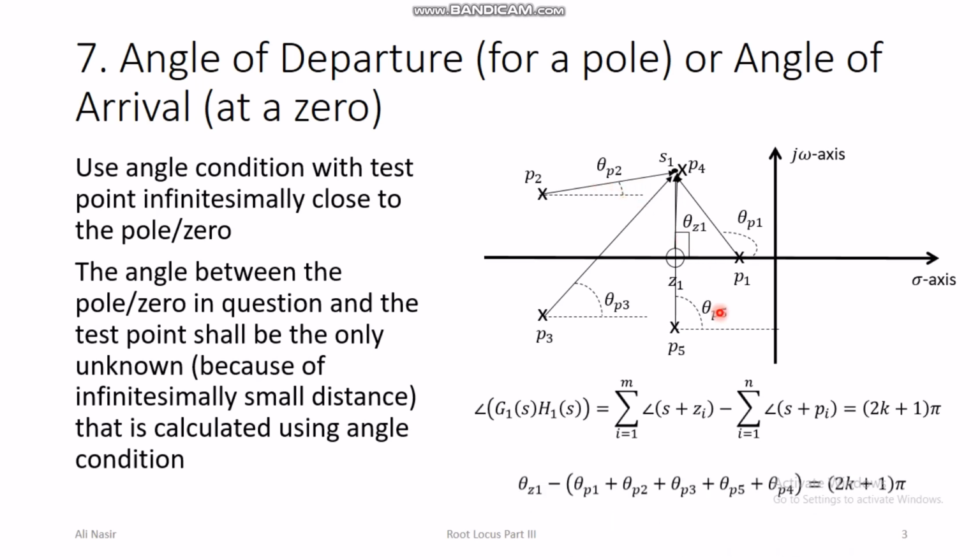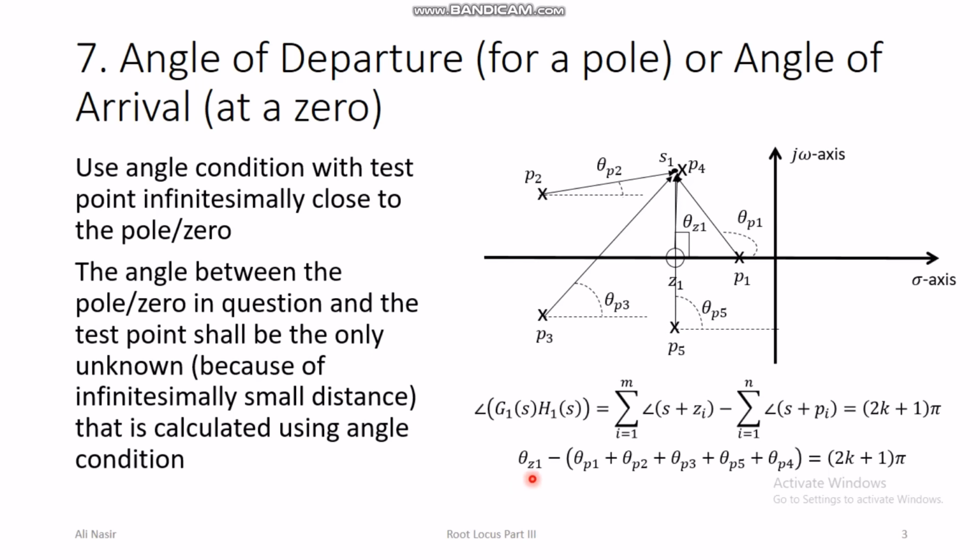So here we calculate this angle theta z1, and since there are no other zeros, we have the sum of angles of zeros minus the sum of angles of all poles. There are 5 poles, so each pole has an angle. The special thing is that we can calculate theta p1, theta p2, theta p3, theta p5, but theta p4 is unknown. That we will calculate using this equation. So we will put k equals 0, and the only unknown in this equation will be theta p4, and that we will calculate. I can give you an example of this.